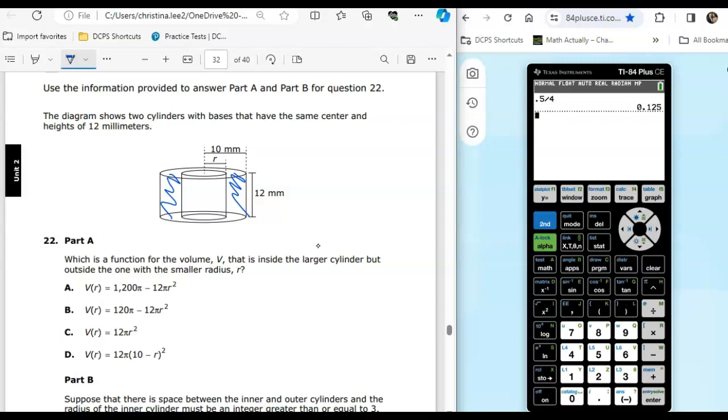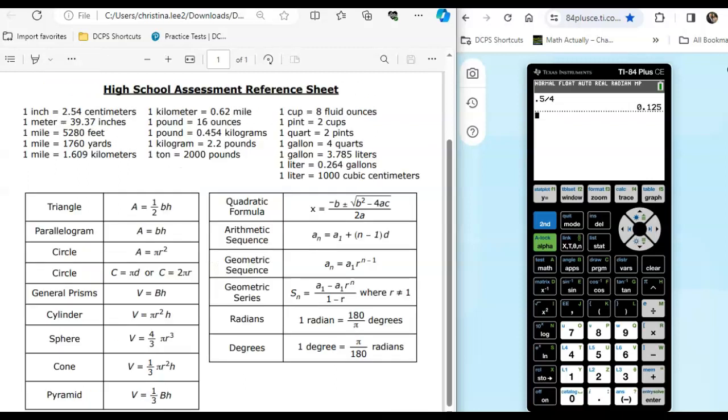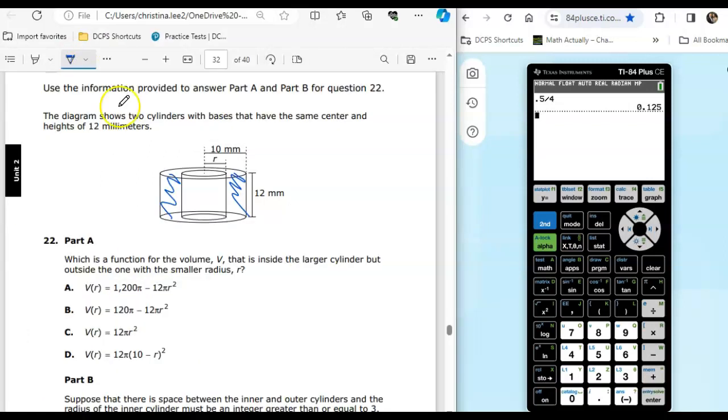In order to do that, you need to know how to find volume. Now remember, on CAPE, you will have this reference sheet, and so you're going to look for your cylinder, which is right here, right? Oh, I highlighted a whole bunch of things. Your cylinder formula right here, which is pi r squared times the height. Pi r squared gives you the area of a circle, so pi r squared times the height is going to give you the volume of a cylinder. So let's go back and look at this. So volume equals pi r squared times the height.